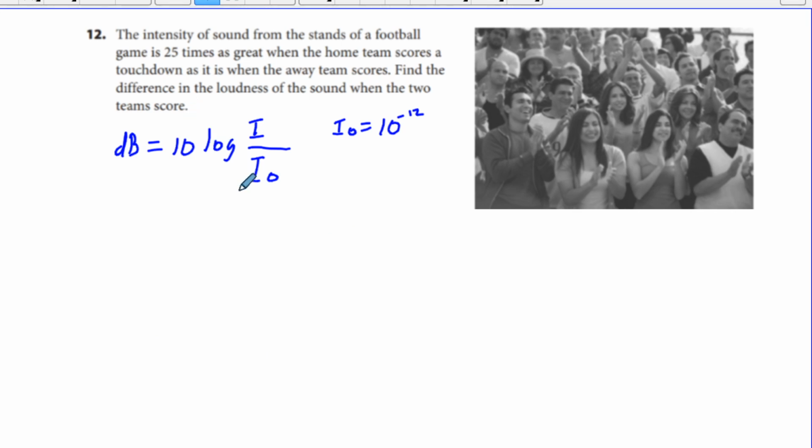So what I have here is 12. That's a sound intensity problem. And what I did here is I worked this out previously.